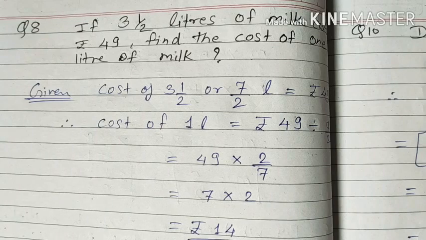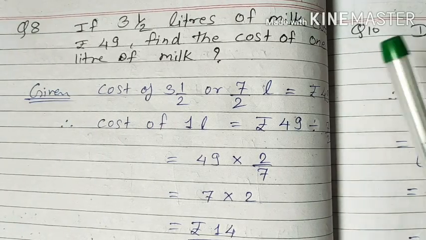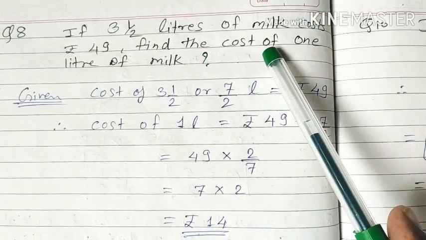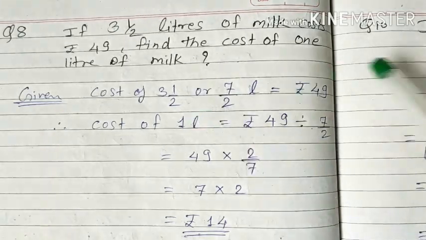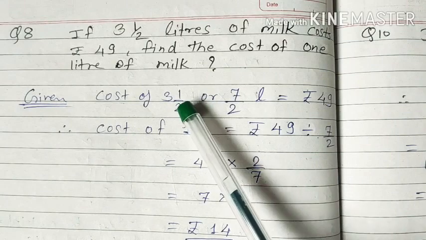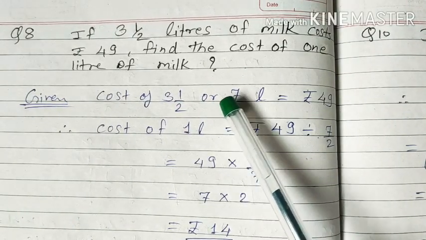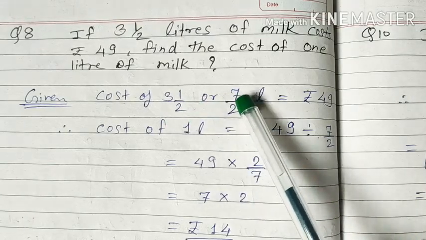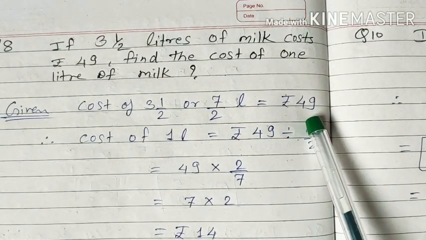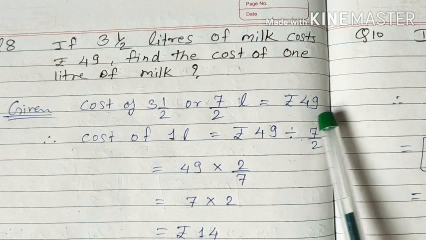Next is question number 8. If 3.5 liters of milk costs rupees 49, find the cost of 1 liter of milk. In the question, what they had given us is the cost of 3.5 liters, or we can say 7 by 2 liters, is rupees 49. Our question is to find out the cost of 1 liter.